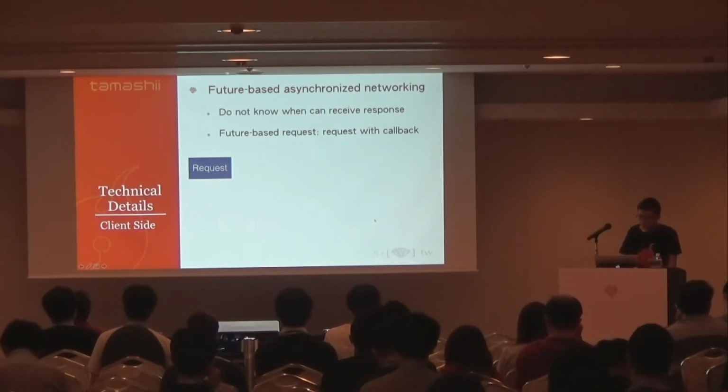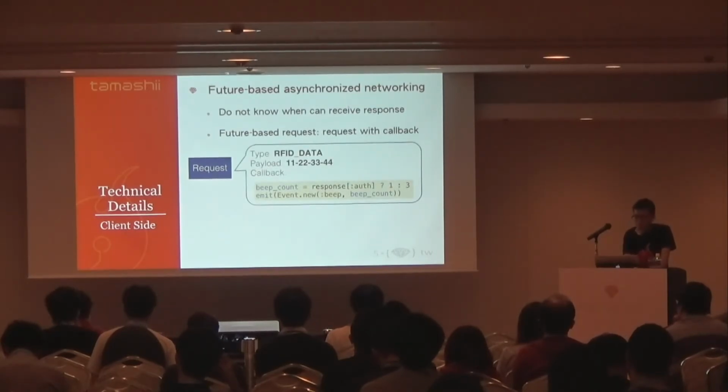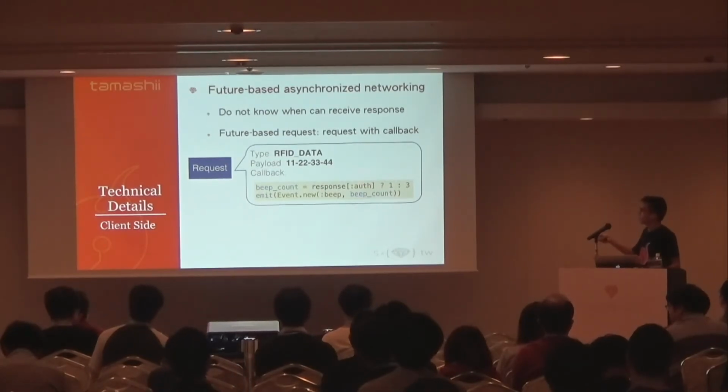For example, we want to read the data from the user. We will create a request with type RFID data, and the card number as the payload. We will also provide a callback here, a Ruby block, for when the response is back to the client. It will play one song when the authentication is true, or play three songs when the result is false.